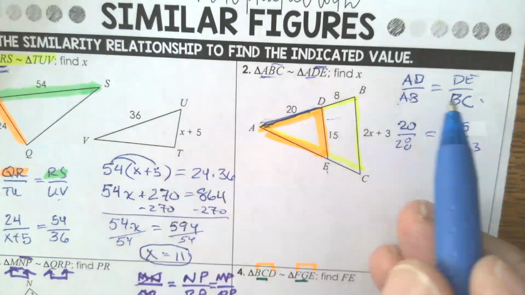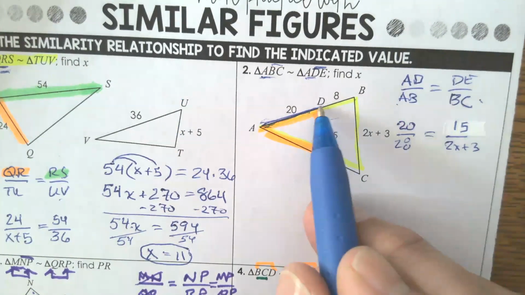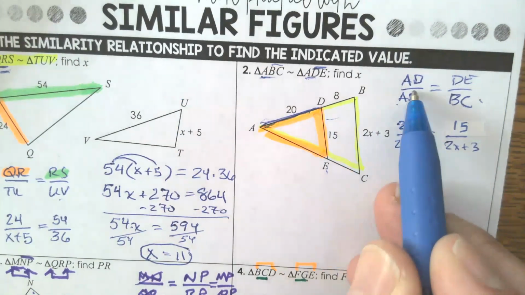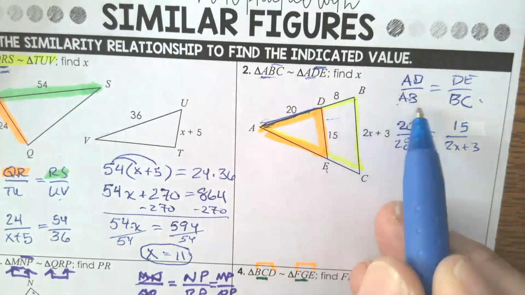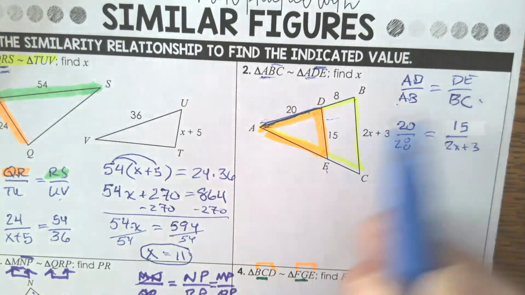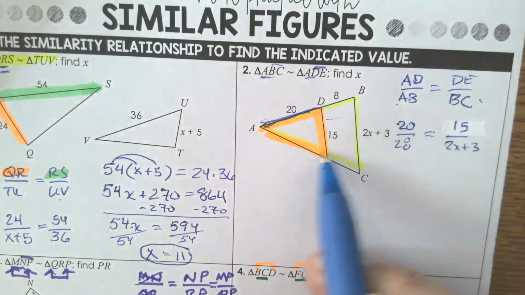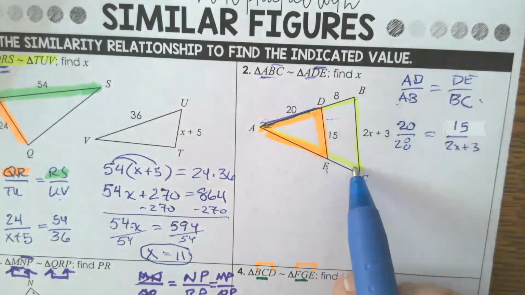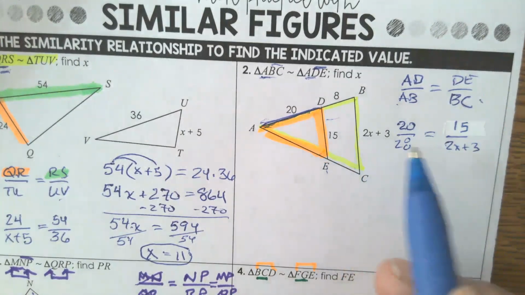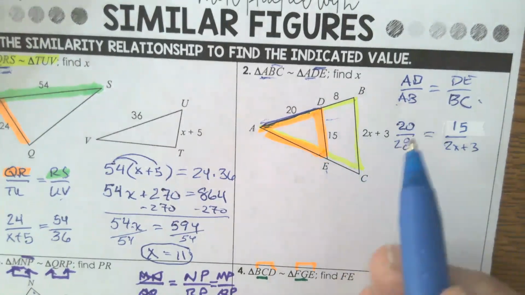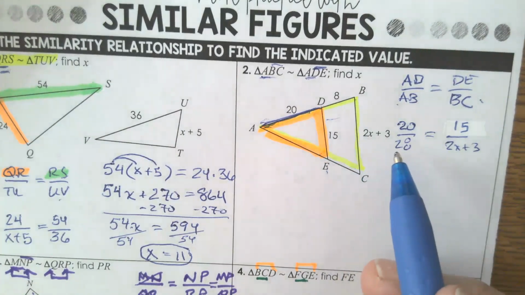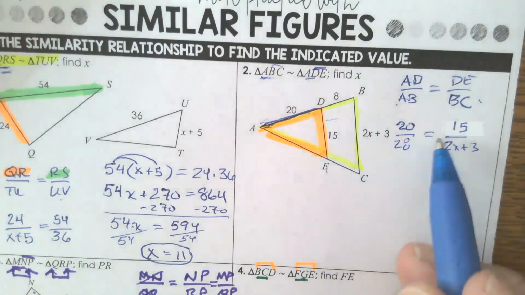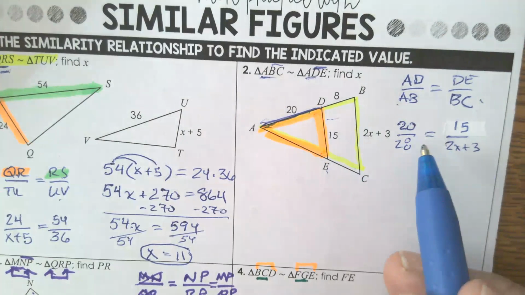Now I just substitute. Instead of AD, I replace it with 20. Instead of AB, I replace it with 28. Instead of DE, I replace it with 15. And instead of BC, I replace it with 2x plus 3. Now the geometry is done. Now this is algebra. How do I solve this problem?